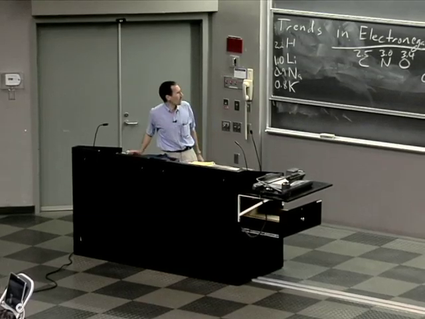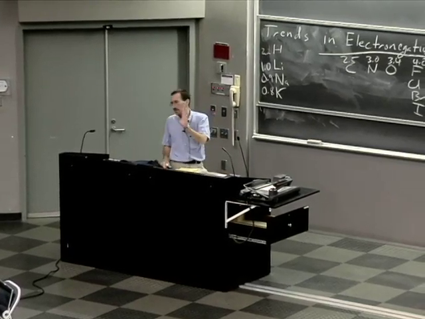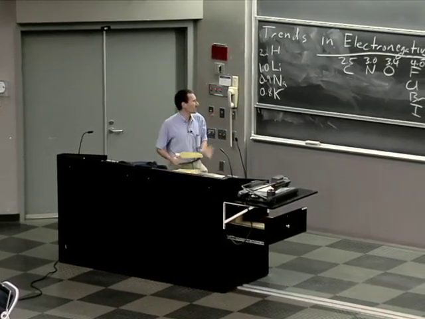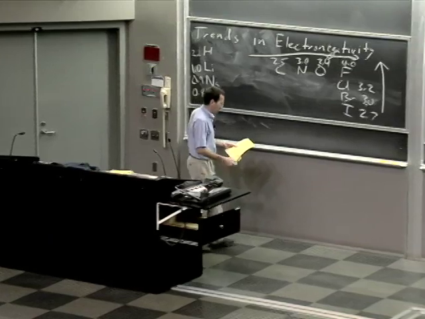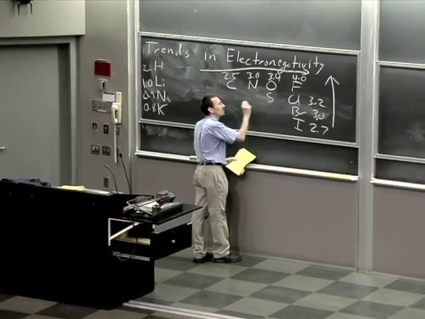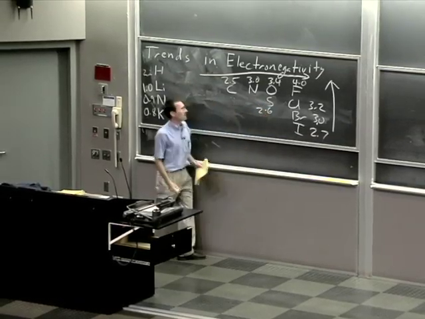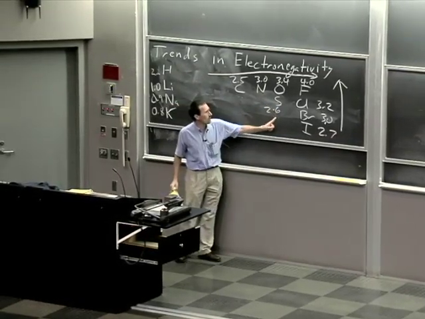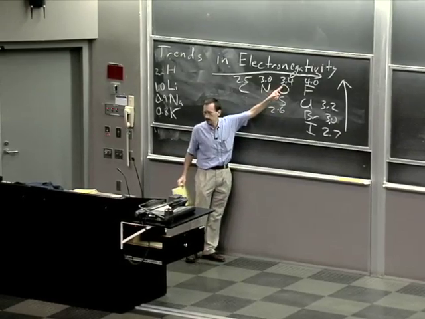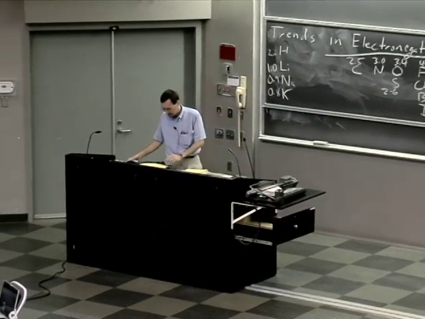I'll throw in one more element. As I said, I could throw in boron, which is of some relevance, phosphorus, which is of some relevance. I'll throw in just one more that you'll encounter this academic year, and actually we'll encounter later in today's talk. So sulfur is 2.6. Again, this trend: as you go up, you get increasing electronegativity, as you go from sulfur to oxygen.